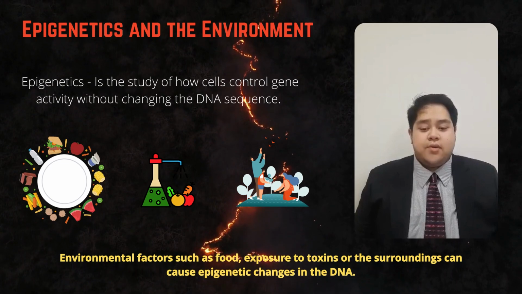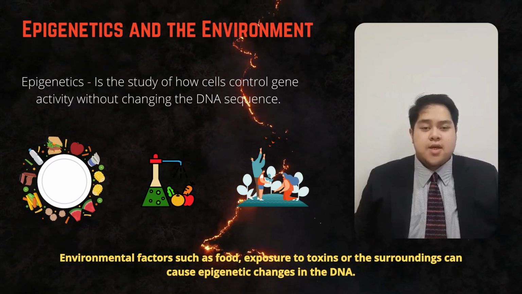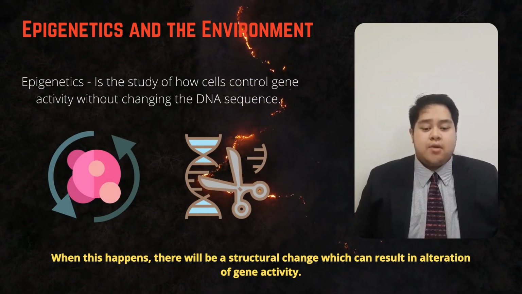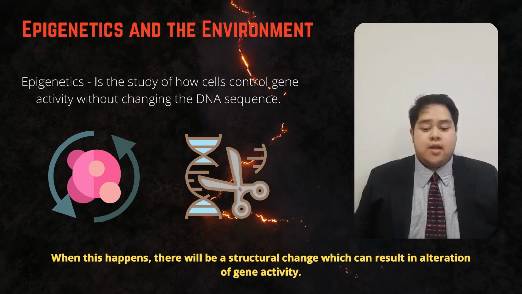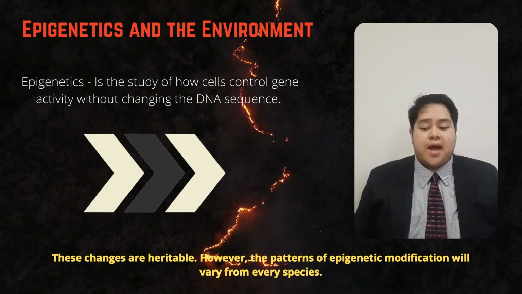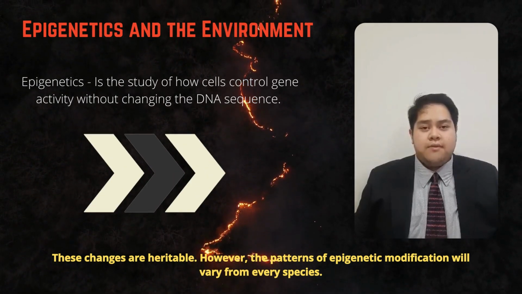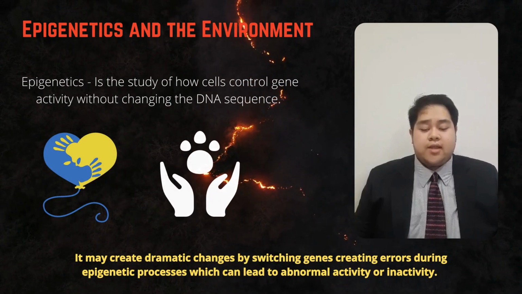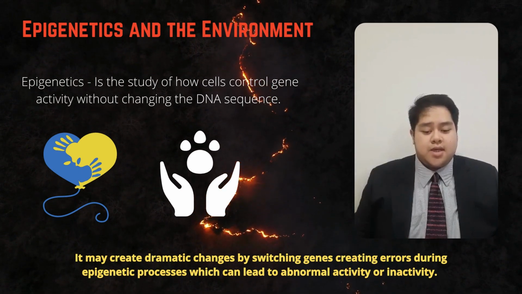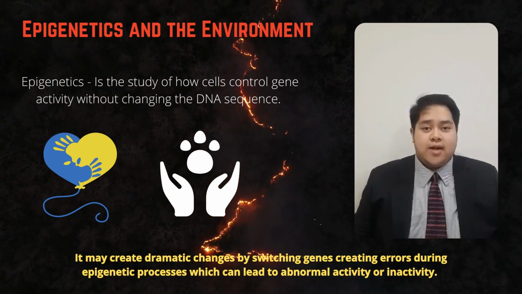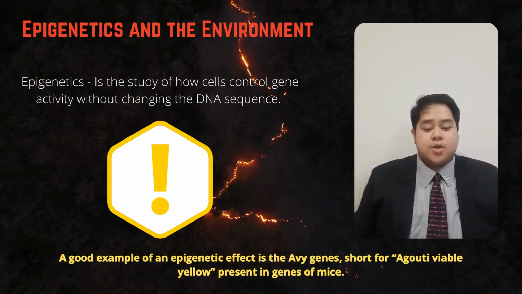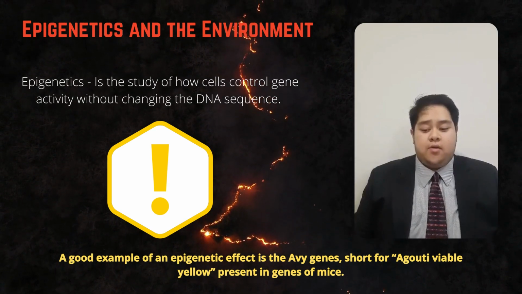Environmental factors such as food, exposure to toxins, or the surroundings can cause epigenetic changes in the DNA. When this happens, there will be a structural change which can result in alteration of gene activity. These changes are heritable. However, the patterns of epigenetic modification will vary from every species. It may create dramatic changes by switching genes, creating errors during epigenetic processes, which can lead to abnormal activity or inactivity.